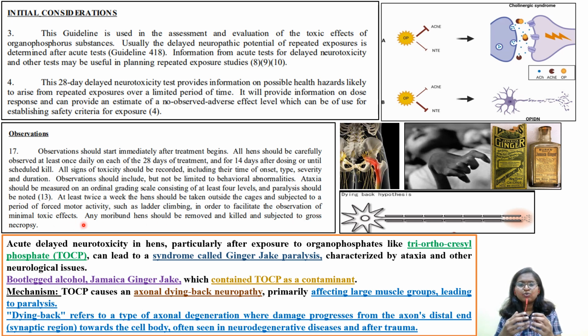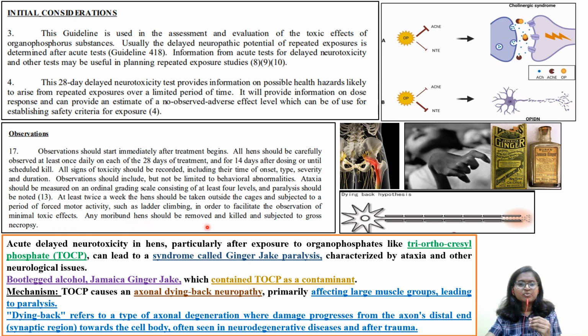In the case of the 407 study, which is the repeat dose oral toxicity study in rats, you take the rat outside the cage and put it in an open field arena, and you will be observing things like piloerection, how the movement is, and whether they respond to twitching, startle, all those things. Similarly, in this test also it is stating that we need to take the hen outside the cage and subject it to a period of forced motor activity, ladder climbing. I don't think ladder climbing is there in the case of rats or mice. I am not much aware of it, but there will be grip strength, such kinds of FOB parameters in the case of rat studies. Probably in this case they are saying ladder climbing in order to facilitate the observation of minimal toxic effects.